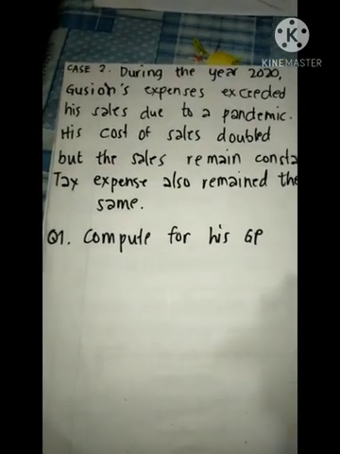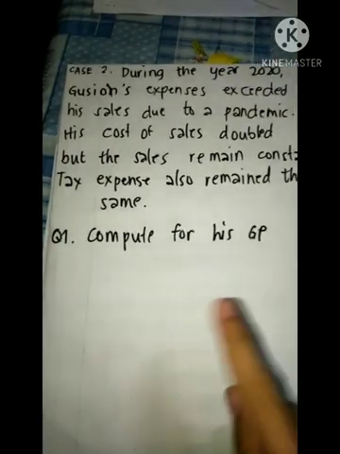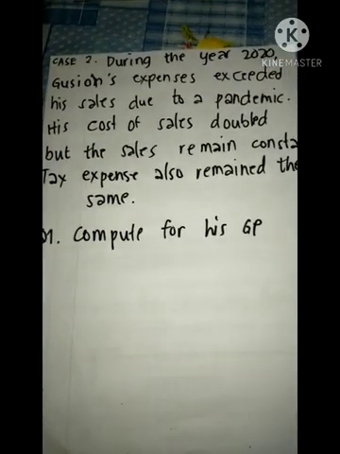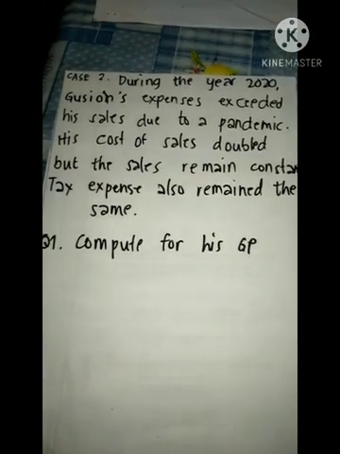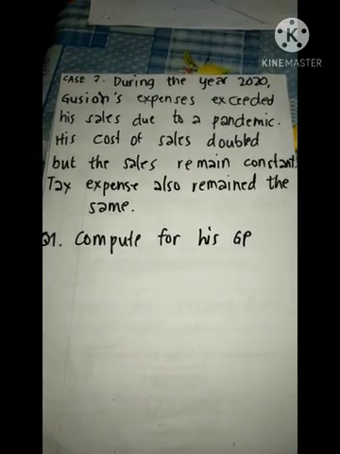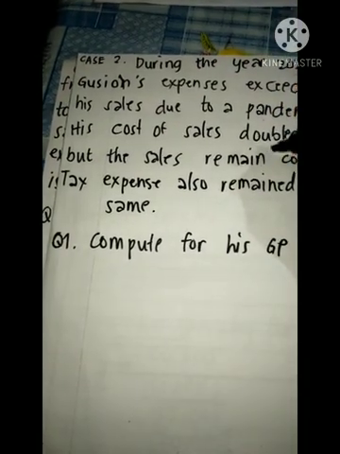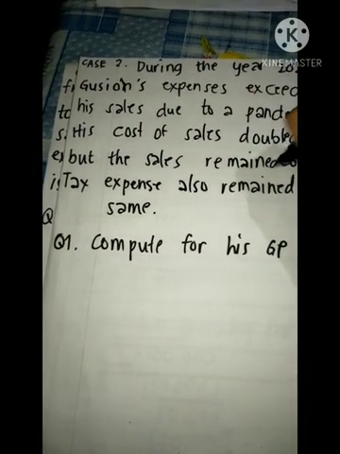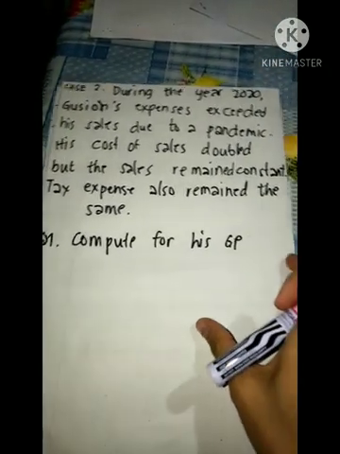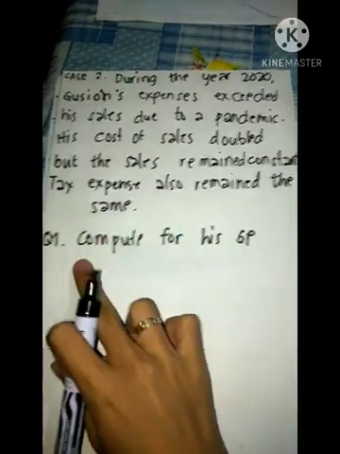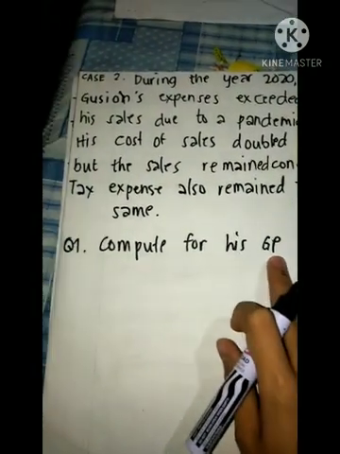Now, let's look at this point. During the year 2020, Gushon's expenses exceeded his sales due to a pandemic. His cost of sales doubled, but the sales remained constant. Tax expense also remained the same. First question, compute for his gross profit.